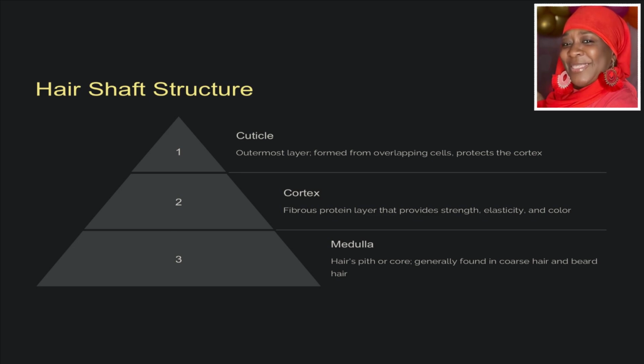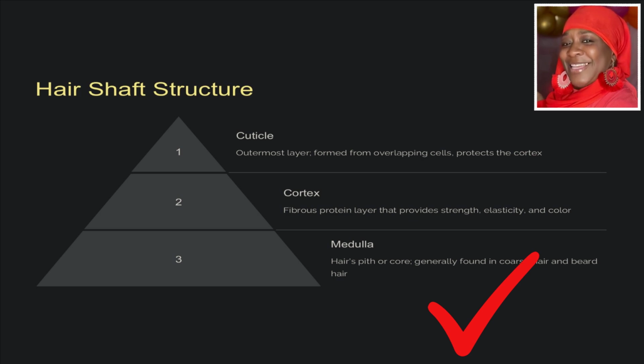Check-in. Question 4. Name and describe the 3 layers of the hair shaft. Answer. The 3 layers of the hair shaft are: cuticle, the outermost layer, formed from cells that overlap, similar to shingles on a roof, which protects the cortex. Cortex, the fibrous protein layer that provides strength, elasticity, and color to hair. Medulla, also known as the hair's pith or core, generally found in coarse hair and beard hair. 5. What type of hair will always have a medulla?